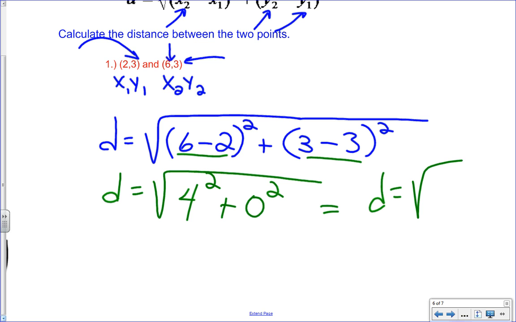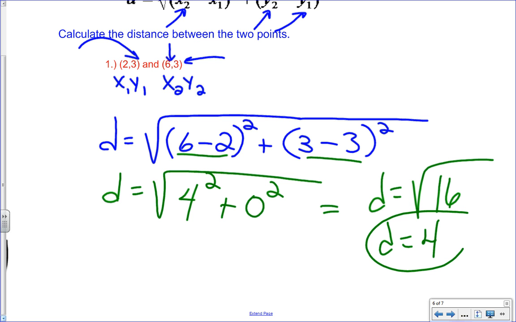So the distance is equal to the square root of 4 squared, which is 16, plus 0 squared, which is 0. So in other words, I have to take the square root of 16, which is 4. That's for those of you that like formulas and you like to follow them and they work for you. Okay? Does everybody have that down that wants to? Because I am going to erase part of it right now. Everybody got it? Okay.